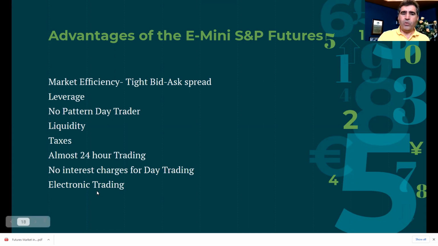So number one thing is the market efficiency. The ask and bid is very tight when it comes to futures trading, especially in the E-minis. So really, the commissions are very low, but also the bid and ask, because of such large trades, is very efficient. The leverage, you don't have to have a lot of money.